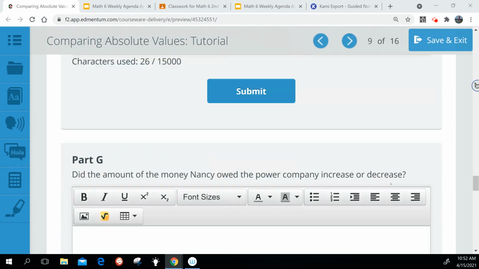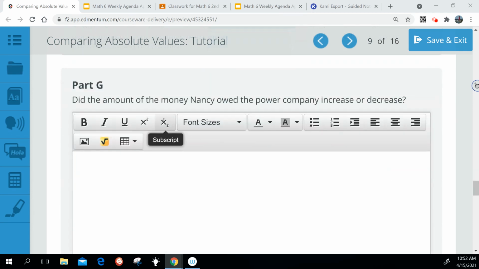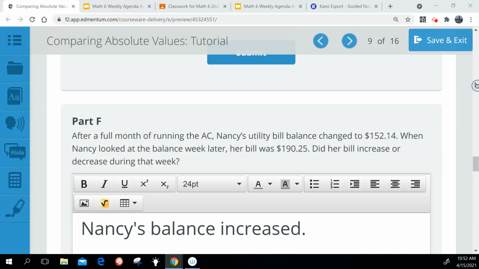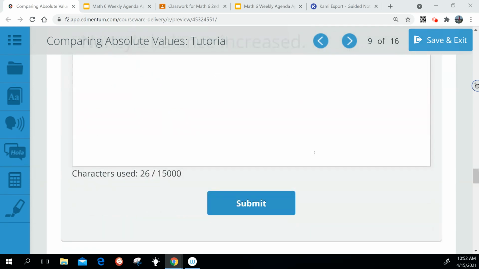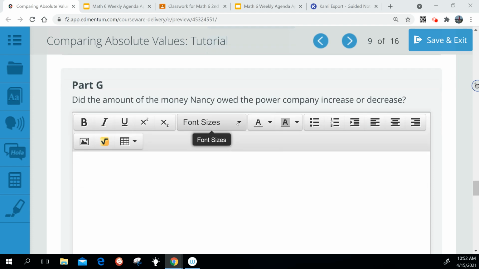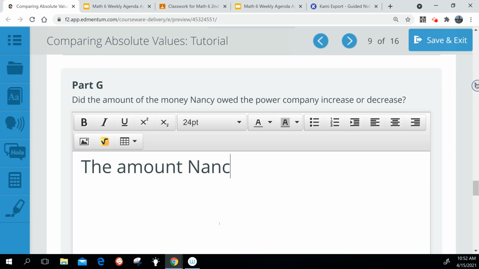And moving on to part G. Did the amount of money Nancy owed the power company increase or decrease? So if she has a bill for $152.14 and then a week later it's $190.25, did the amount she owes them increase or decrease? I should see lots of hands right now. Terrell? Did you say increased? Yes. The amount Nancy owes increased.